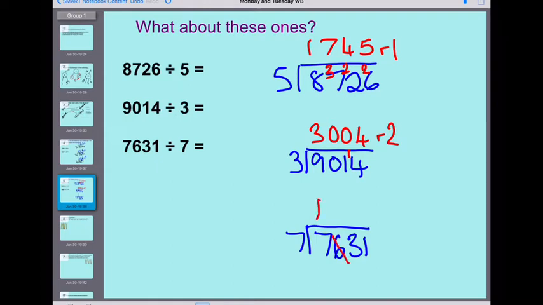7s do not go into 6. 7s go into 63 9 times. 7s do not go into 1. So we've got a remainder of 1 there.